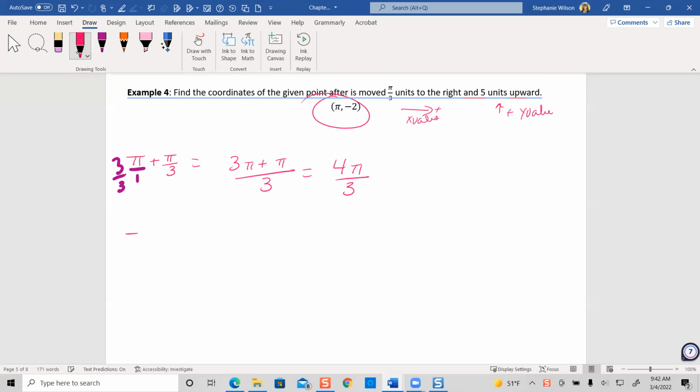And now let's take our y value. It's a minus 2, and we're adding 5 because we're moving upward 5. So negative 2 plus 5 is a positive 3. So now my new coordinate is going to be 4 pi thirds, comma 3.